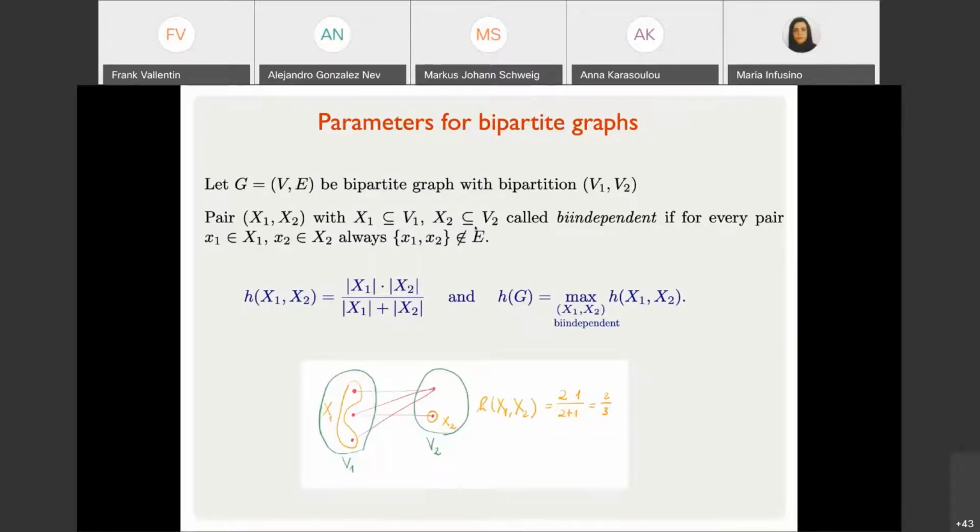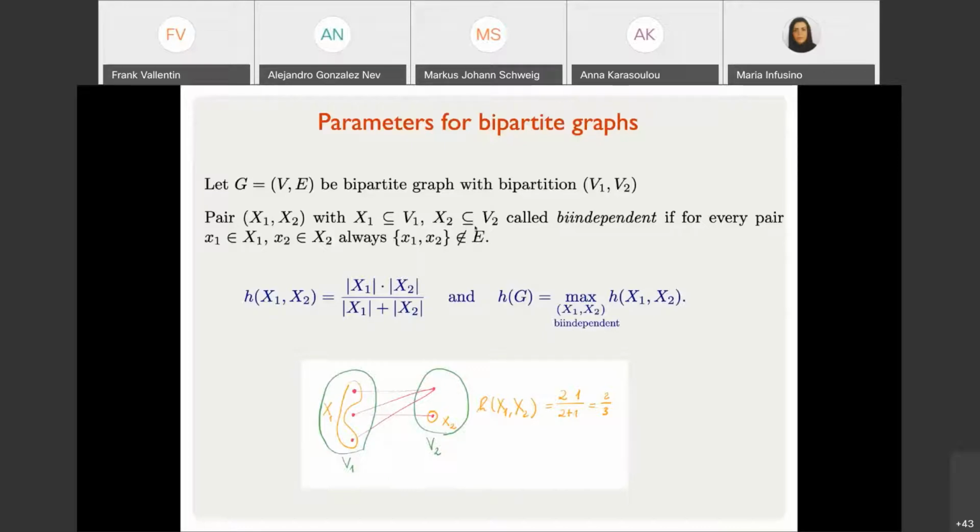So for example, here I have a bipartite graph. On the left side, I have 3 vertices. On the right side, I have 2 vertices. And then I take on the left side the top and the bottom vertex to become the set X1, and on the right side, I take the bottom vertex to be X2. It's bi-independent because you see there's no edge between X1 and X2. If I compute this h, I get 2 times 1 divided by 2 plus 1, and this is 2 thirds. Just an illustration of how this h parameter looks.